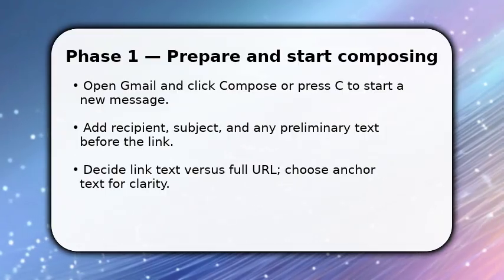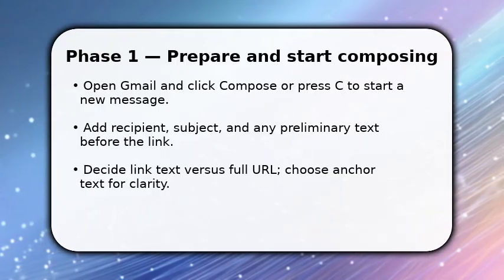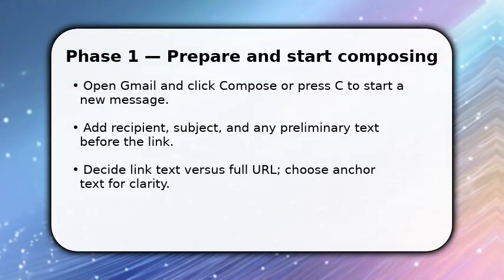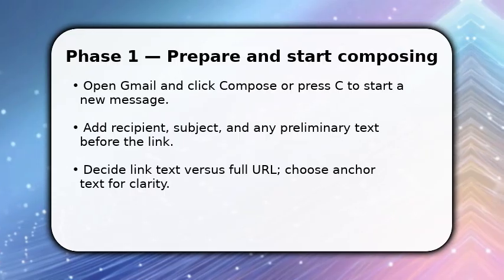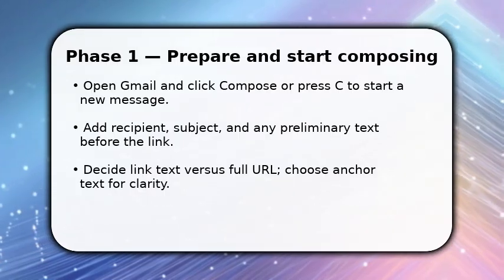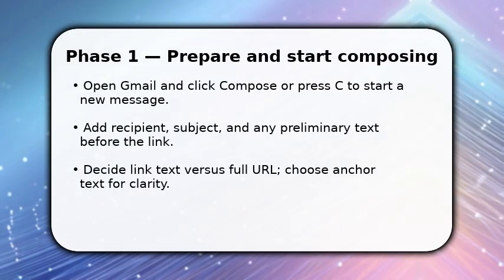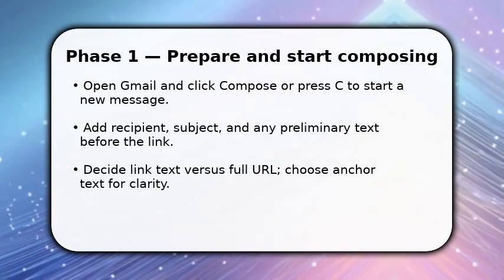Open Gmail and click Compose now. You already have everything you need. Type the recipient and subject, then write the sentence that will hold your link. Instead of pasting a long URL, highlight the words you want to turn into a link. This improves readability and trust.